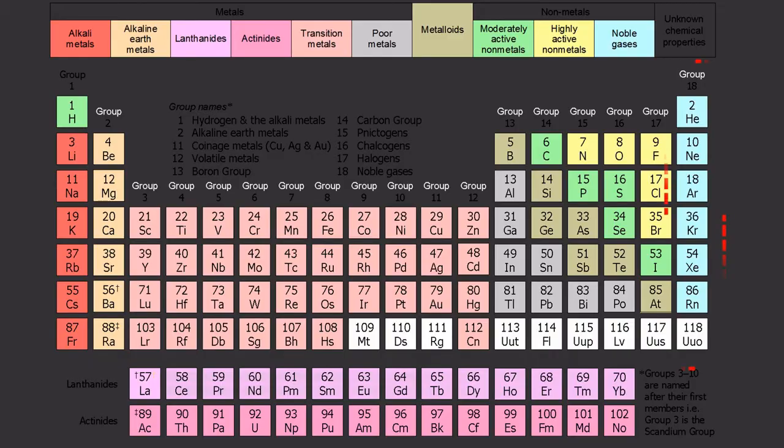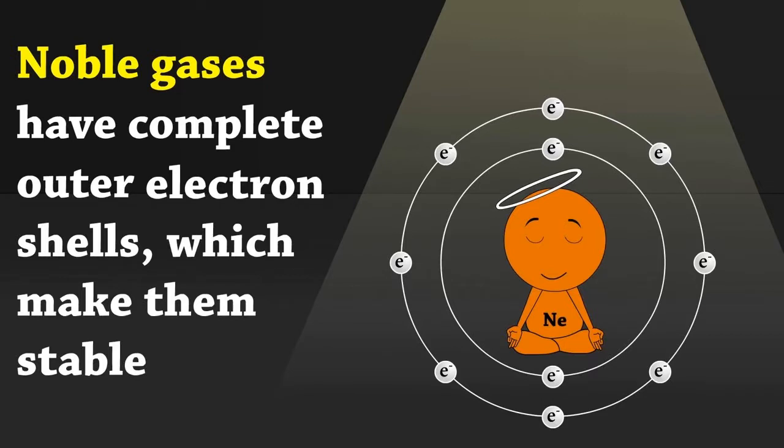Dear students, in this video, we are going to learn about covalent bonds, how they are formed, and the different types of covalent bonds. The elements present in the last group of the periodic table are called noble gases. Noble gases have complete outer electronic shells which makes them stable.